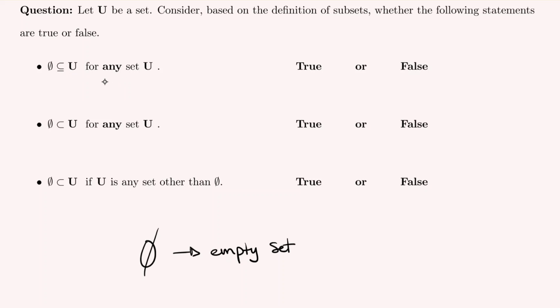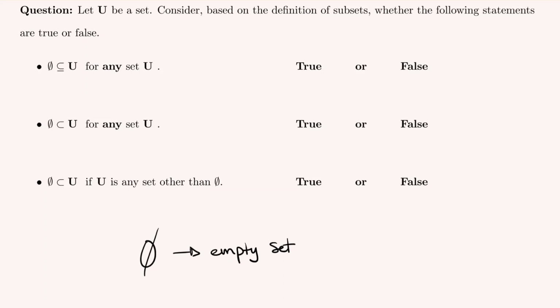Now keep in mind, we don't know anything about U. We don't know how many elements it has. U could be the empty set itself, or it could have one element, it could have 2 elements, it could have 100 elements, it could have infinitely many elements. U is just a general set.